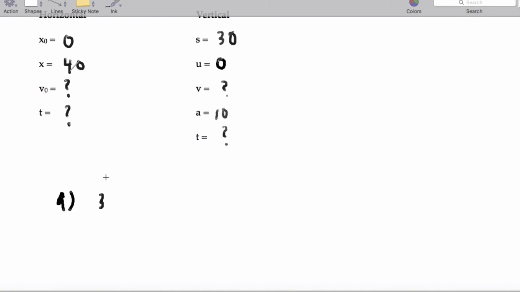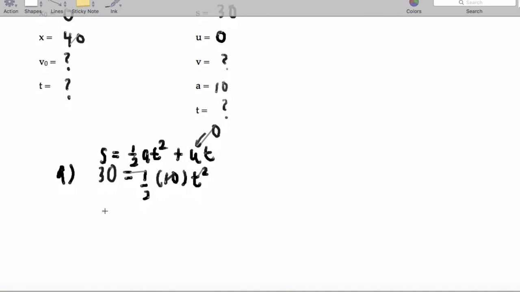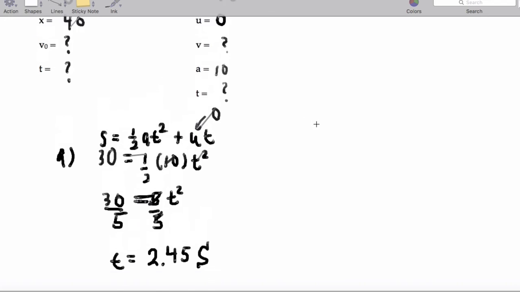So we have 30, so we're going to use s equals 1/2 at squared plus u times t. And of course, u is 0. So this is going to give us 30 equals 1/2 times 10 times t squared. That's going to give us 30 equals 5t squared. We'll divide both sides by 5. And so we're going to end up getting t is the square root of 6. And when we actually simplify that out, we're getting t equals, I'll take it to 2 decimals for now, 2.45 seconds. All right, so that's A.